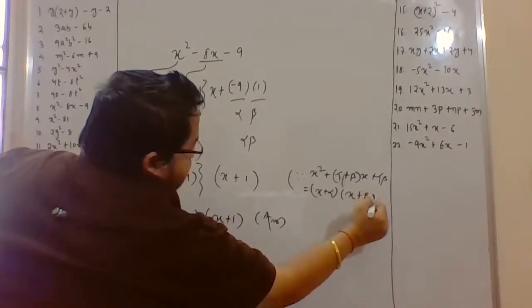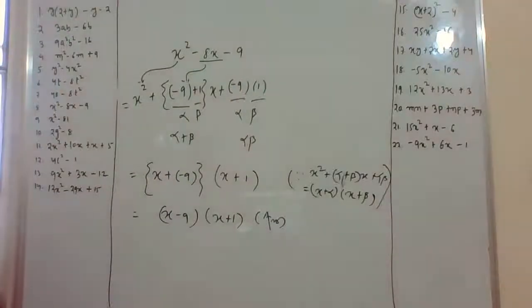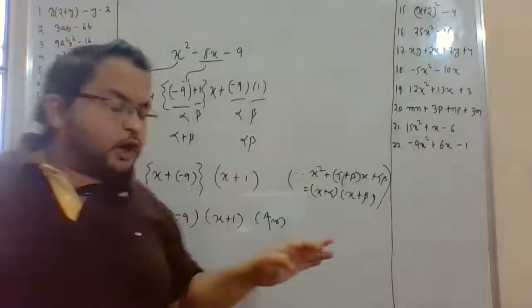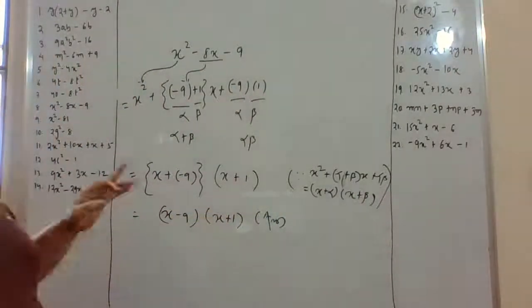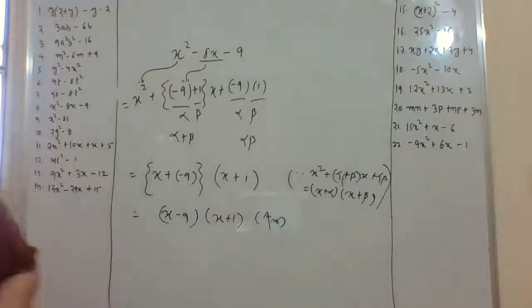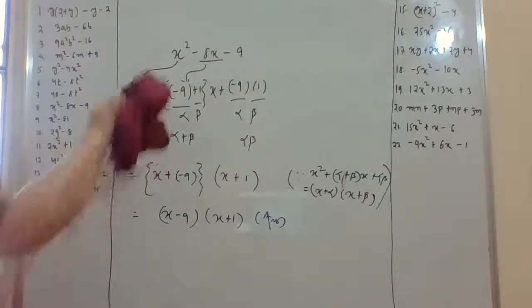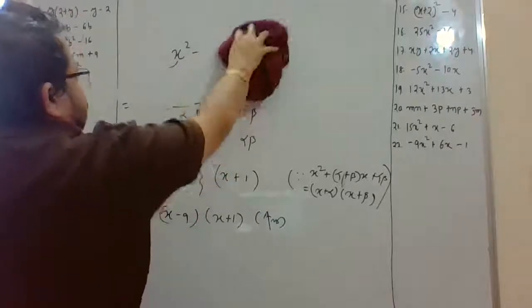So this is the identity which we studied in our lecture 2 of factorization. So I've used that identity to find out the answer. Type it down, and then we'll go to the next problem. Okay, very good. So let's go to our next problem.